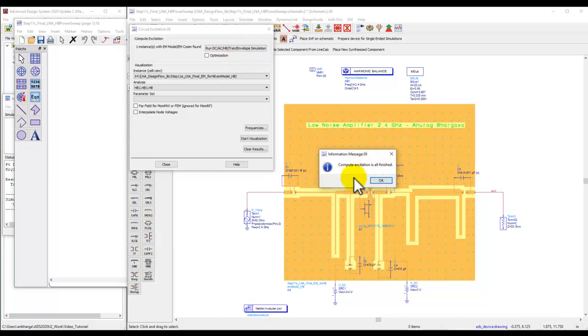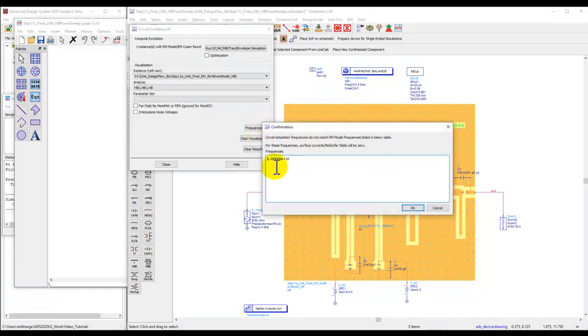Simulation is done and compute excitation is all finished. However, in this case, I'm not going to draw far field because I'm not designing any antenna; it is just an LNA circuit. So the only thing I would like to see is the current visualization. I don't want to see the far field here, so I won't check that. The analysis is HB1, which is this analysis here. All right, so once we start visualization, as usual ADS will inform us that we are not simulating the circuit for 12.5 gigahertz, which is fine.